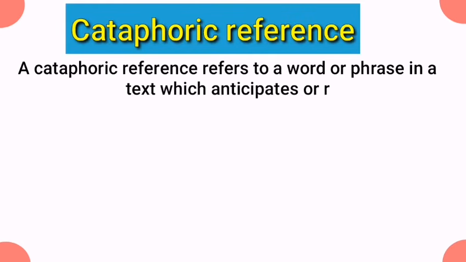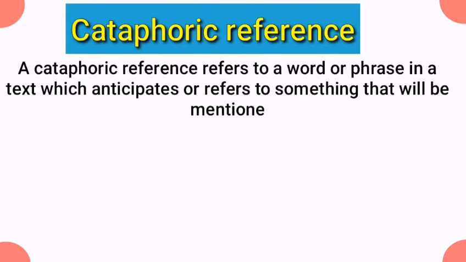While on the other hand, a cataphoric reference refers to a word or phrase in a text which anticipates or refers to something that will be mentioned later. Simply, it is the opposite of anaphoric reference because in anaphoric reference a noun or a noun phrase is mentioned first and then a word or phrase is used to refer back to that noun or noun phrase. But in cataphoric reference a word or phrase is used to mention something that comes later in a text. Simply, you can say, first a pronoun or word is used and then a noun or noun phrase.